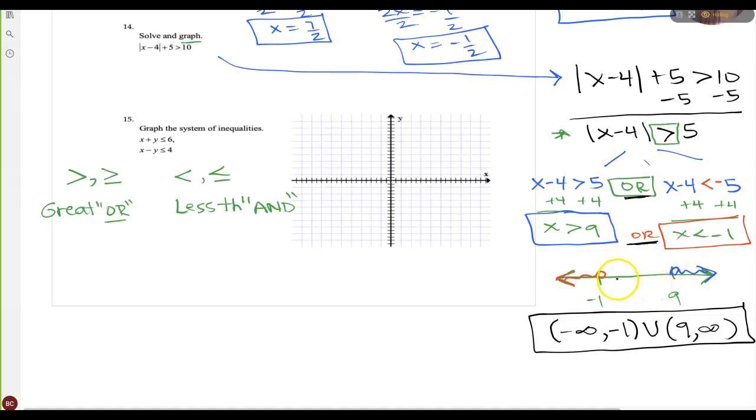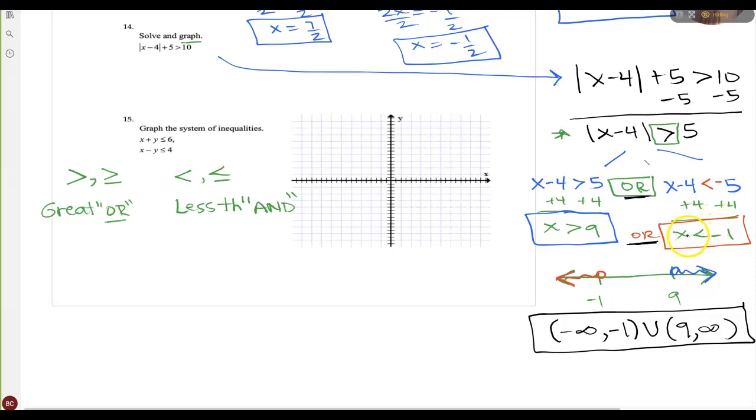Between -1 and 9. Are they overlapping there? No. Oh, well, I guess had it been... never mind. No, they're not, so there's no solution is what I'm trying to get at. Yeah, so if this was an and statement instead of an or statement, there's no overlap, and so that would be no solution. I just want to make sure that's clear to you as well.